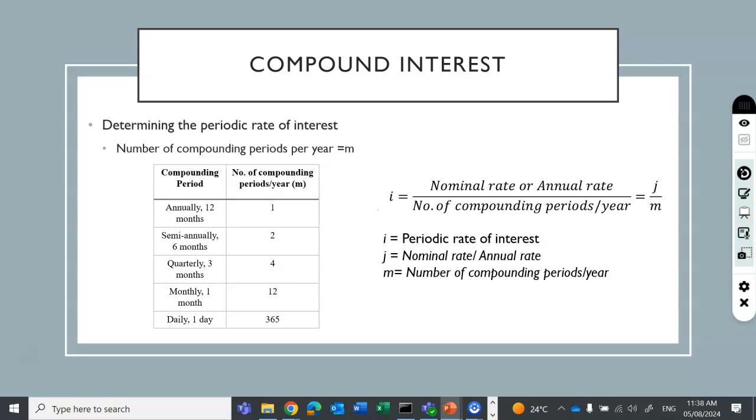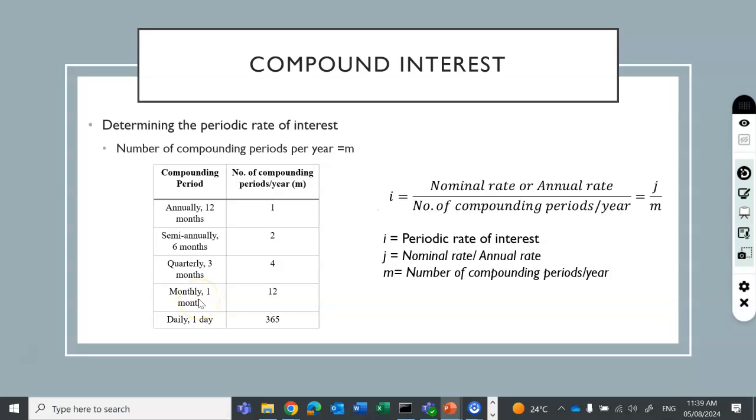Right, now to calculate the compound interest using the formula, you need to know a few terms. The first one is the number of compounding periods. If the compounding period is annually, that means yearly once, so your number of compounding periods per year will be 1. If it is semi-annually, that means yearly twice, 6 months, 6 months, so 2 times in a year, so it will be 2. Quarterly means 3 months, so it will be 4 times in a year, so your number of compounding periods per year will be 4.